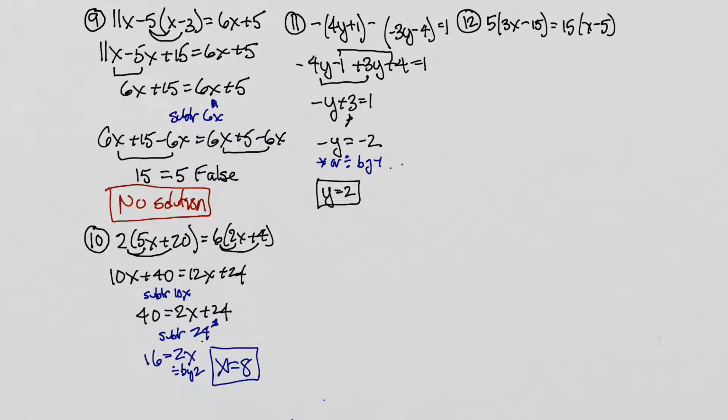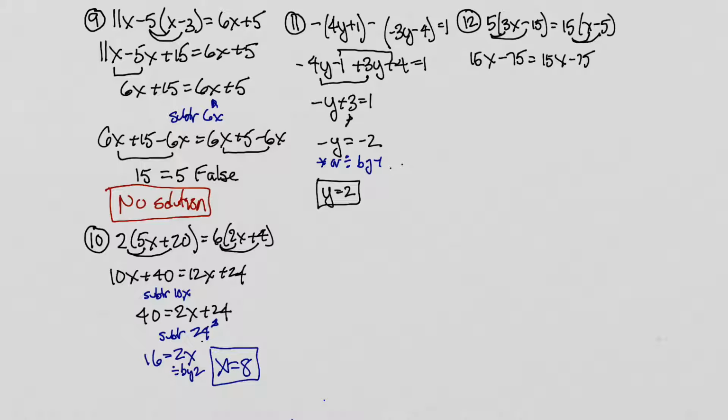Let's eliminate these parentheses. I'm going to multiply through, right? We'll distribute. So we'll get 5 times 3x is 15x. 5 times negative 15 is negative 75. And this is equal to, all right, distribute, 15x. 15 times negative 5 is negative 75.